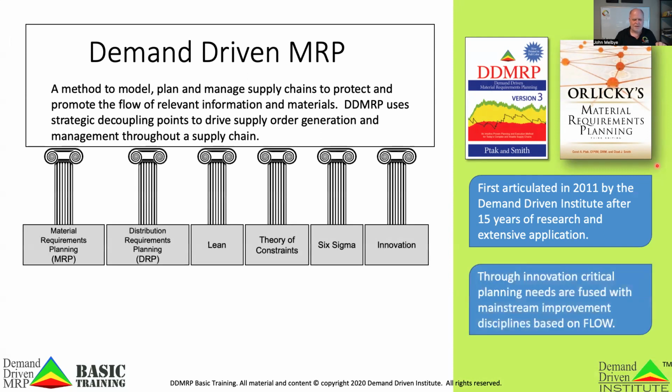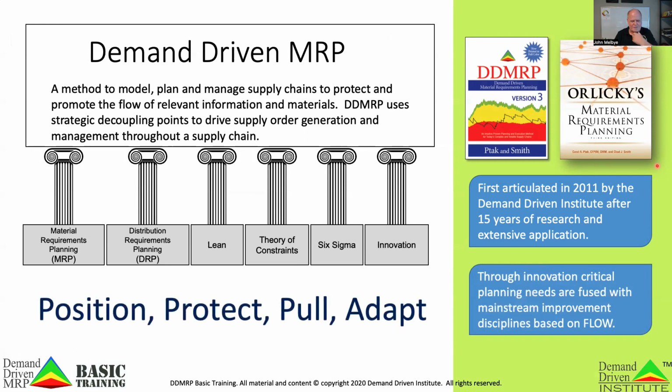Built on the pillars of material requirements planning, distribution requirements planning, lean, theory of constraints, and Six Sigma, with 4 pieces of innovation, and I would maybe add a 5th of the packaging and putting it together in the way that it's put together, we end up with position, protect, pull, and adapt.